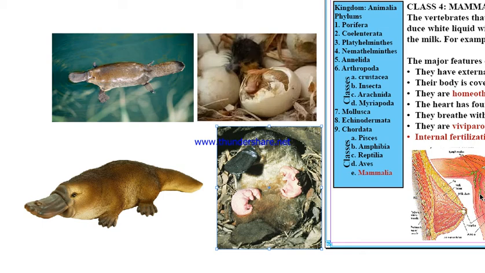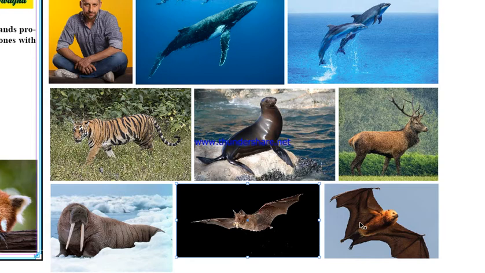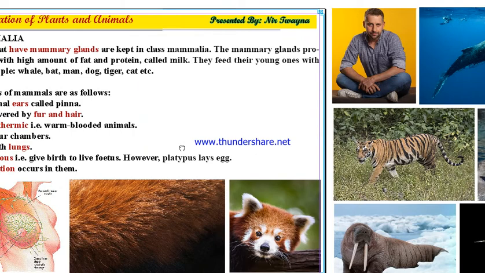Okay, for the same reason, whales and dolphins are also kept in the class Mammalia. They have mammary glands that produce milk, and they feed their babies with the milk produced by their mammary glands. Okay, bats fly like birds, but still they are also kept in the class Mammalia for the same reason. They have mammary glands, and they suckle their young with the milk produced by their mammary glands.